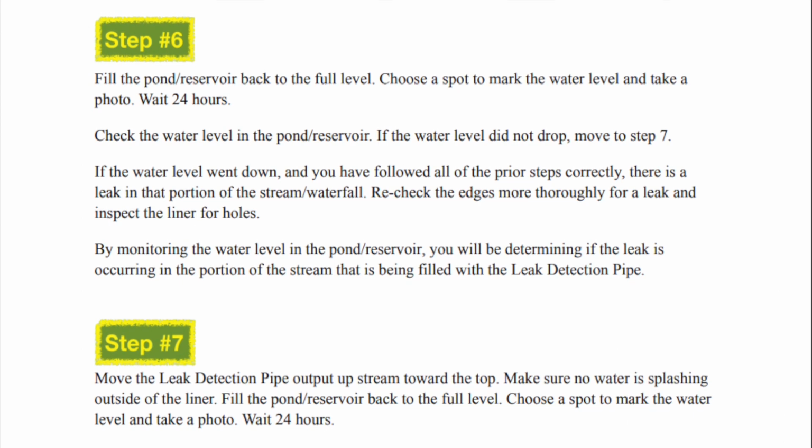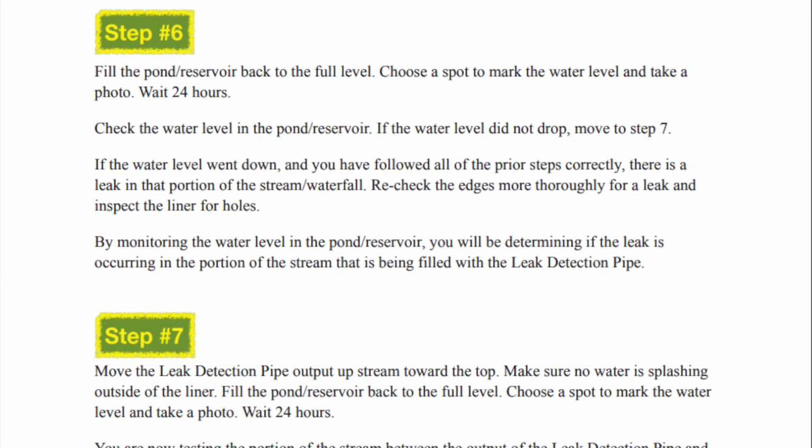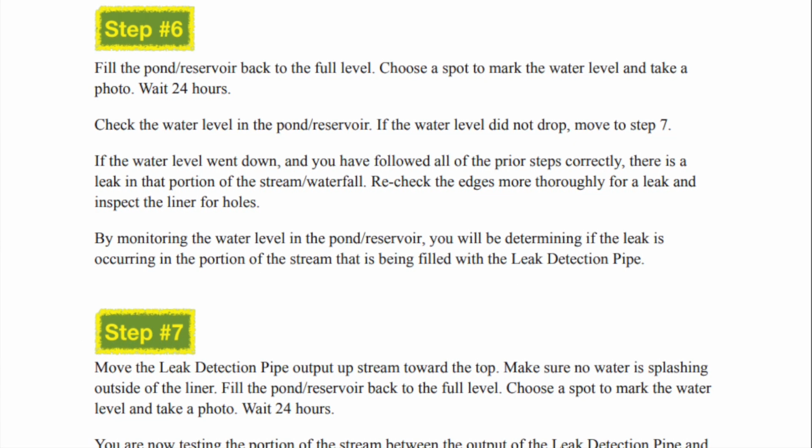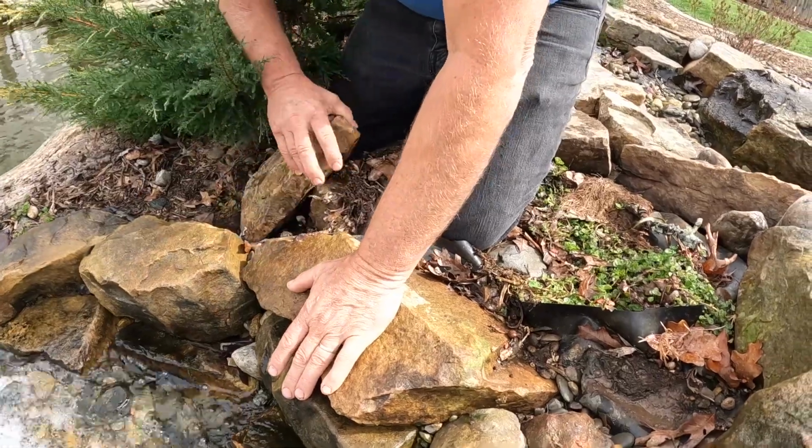If the level in the pond or reservoir did not drop, move to step 7. If it did go down and you have followed all prior steps correctly, then that means there's a leak in the portion of the stream or waterfall that you have tested.